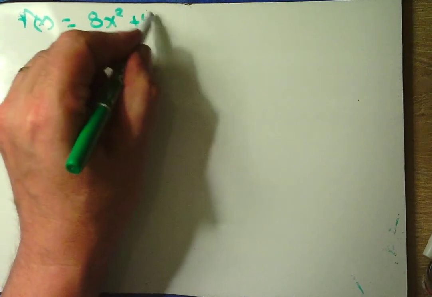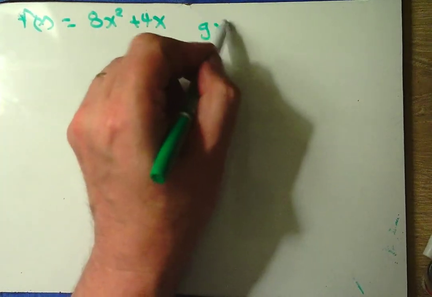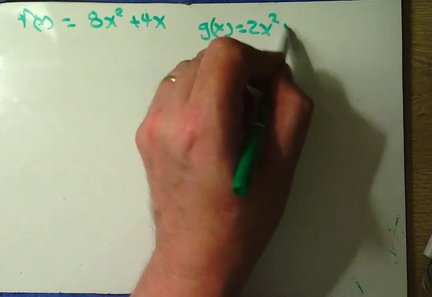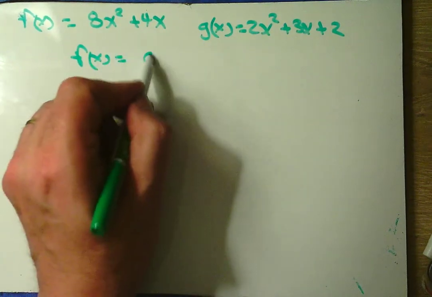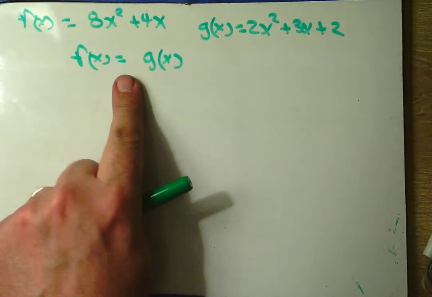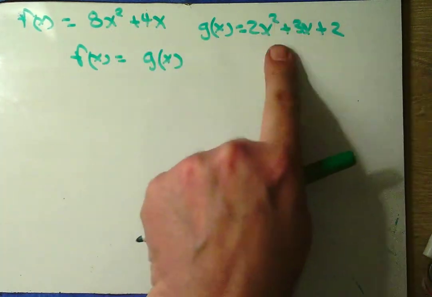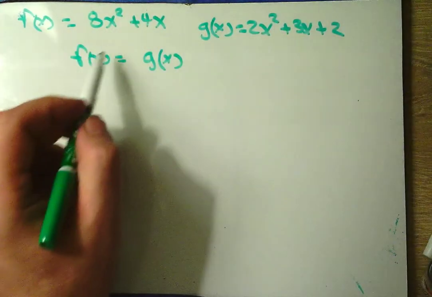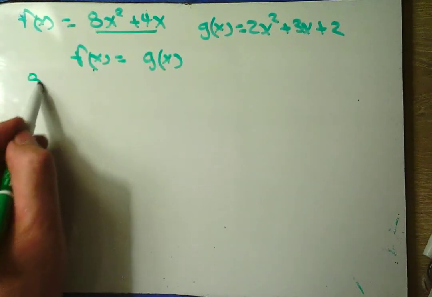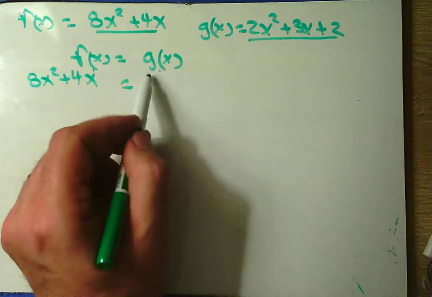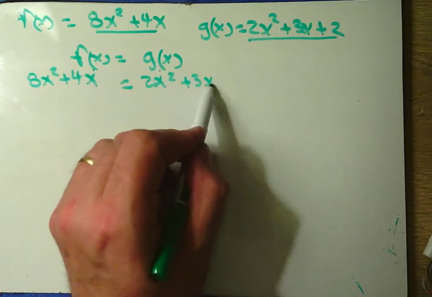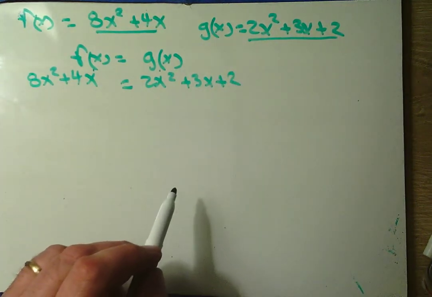Number 6 says, given f of x equals 8x squared plus 4x, and g of x equals 2x squared plus 3x plus 2, find when f of x equals g of x. Well, we know graphically this is asking about where this parabola intersects this parabola. But algebraically, I'm going to replace f of x with this stuff, and I'm going to replace g of x with this stuff. And now I need to solve this equation.